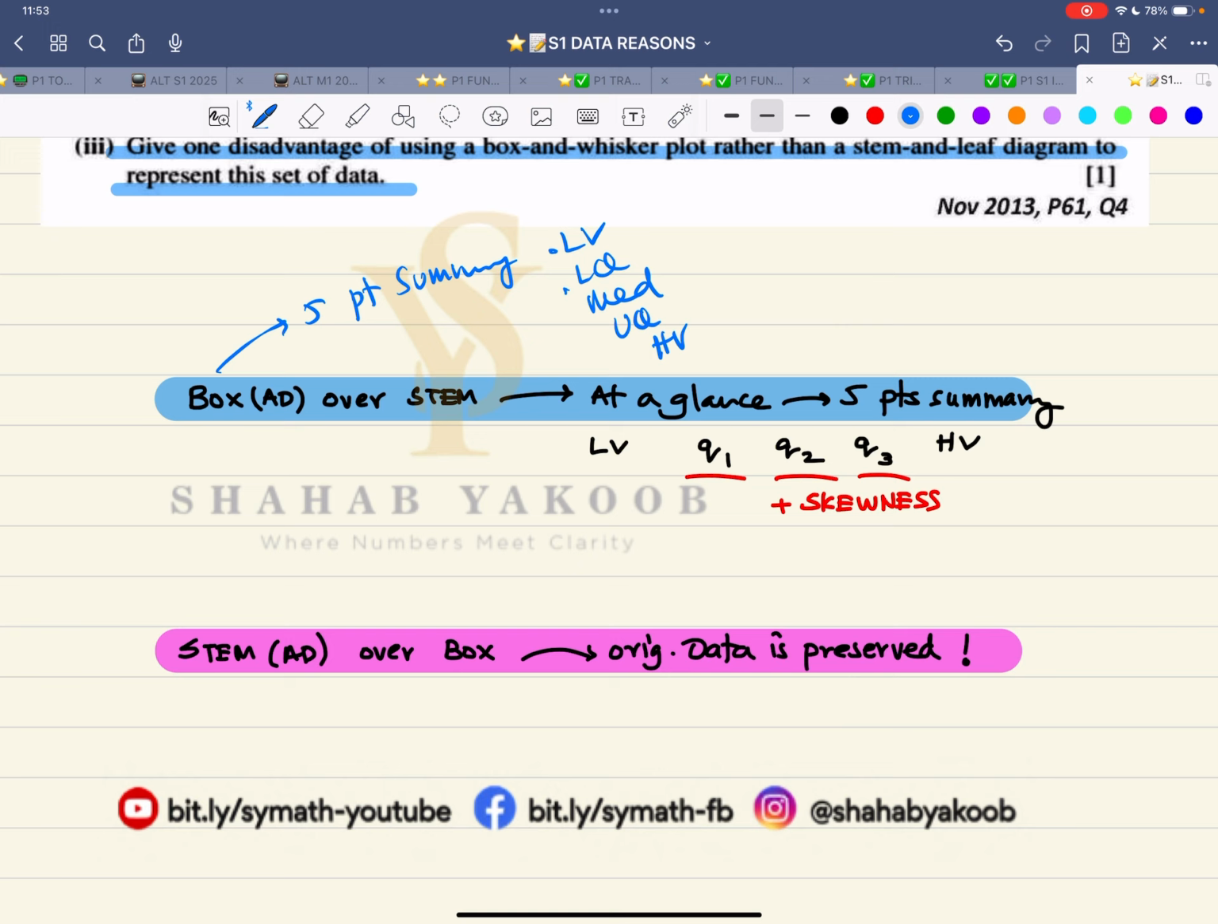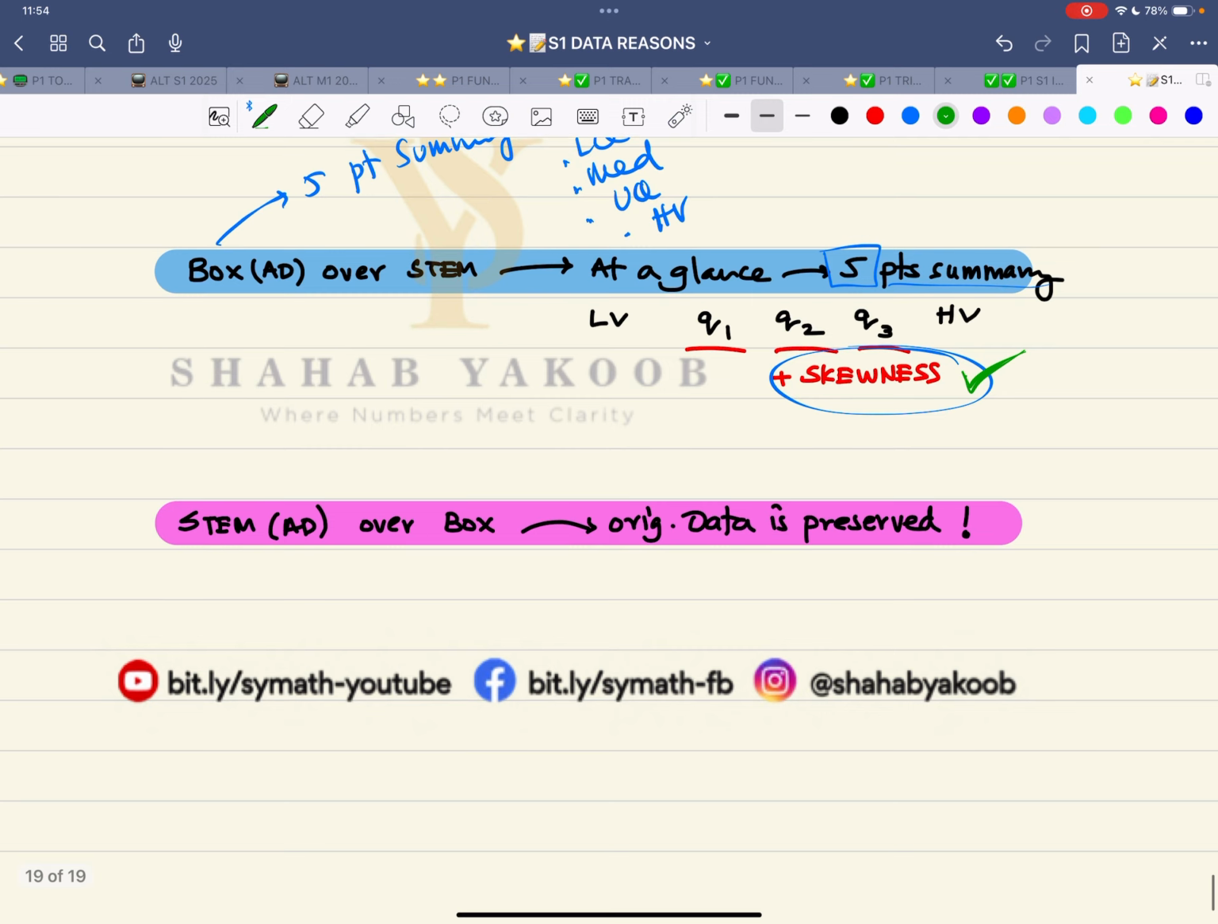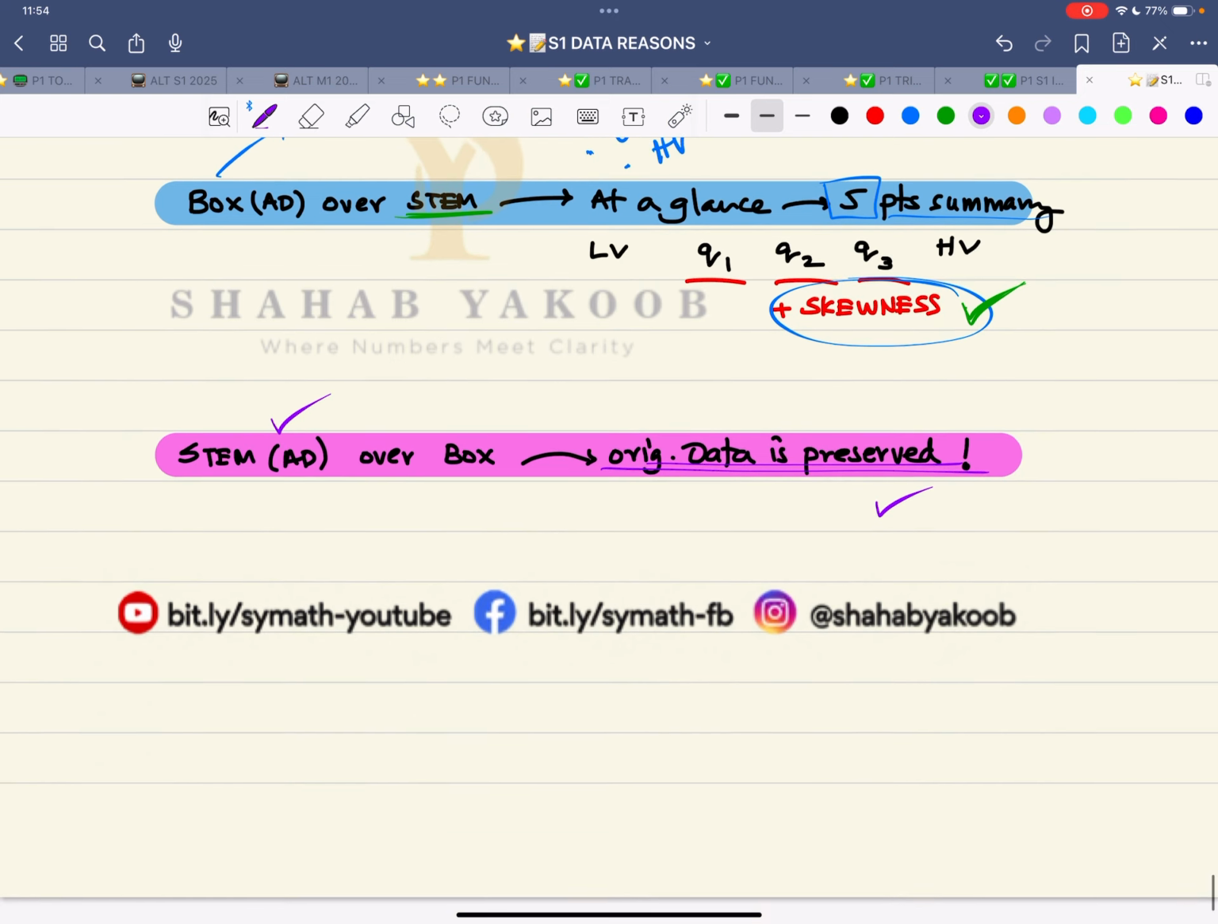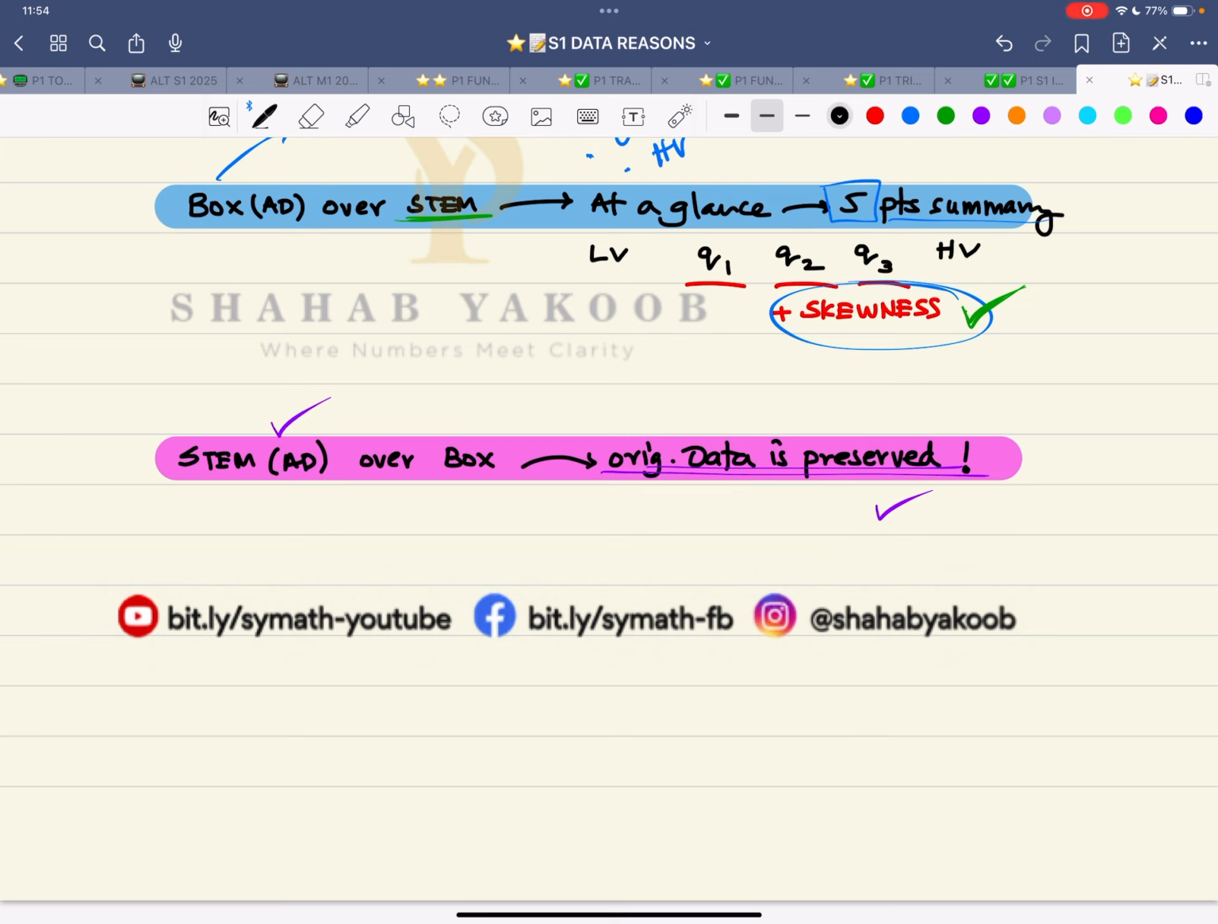So 1, 2, 3, 4, 5, these are the 5 values. At a glance, you get the 5-point summary, and you also get the skewness. Don't forget the skewness. It could be positively skewed, negatively skewed, and so on, which is not possible in a stem diagram. What about the advantage of the stem plot over the box plot? The original data is preserved, it is not wasted. So that is all about the different reasonings that come in the S1 paper, which is paper 5.